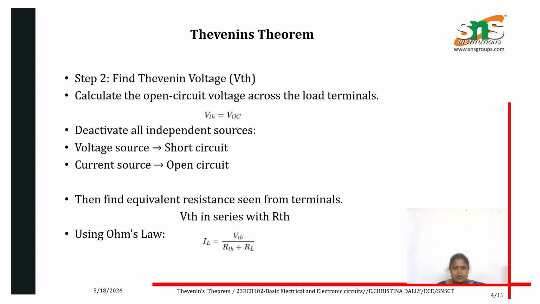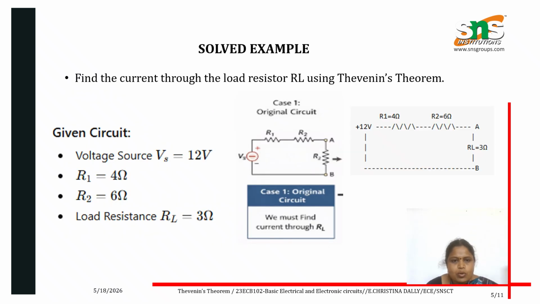Next, we have to find the equivalent resistance from the terminals. So VTH should be in series with RTH. Using Ohm's law, that is V equals IR, IL is equal to VTH divided by RTH plus RL. This is the Thevenin's resistance and load resistance.